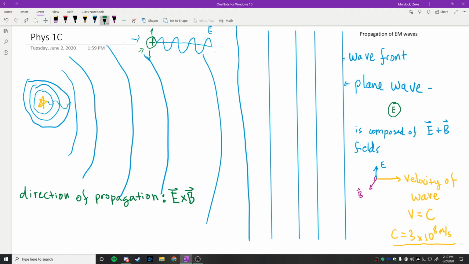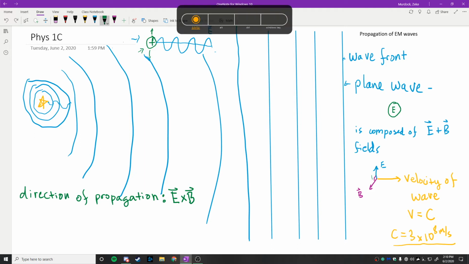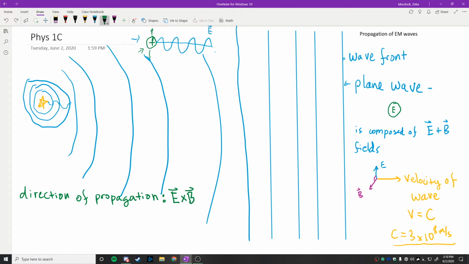So if you remember your right-hand rule, and you look at the wave, the electric field, if it points up, and if the magnetic field kind of comes out of the page, if you do E cross B with your hands, right, you rotate from here to here with your right hand, then you're going to get the direction of the wave, which is this way. If the magnetic field was pointing into the page, then the direction of the wave would be back the other direction, right? So that's one of the things we know about. The direction of the propagation of the wave is going to be given by E cross B.